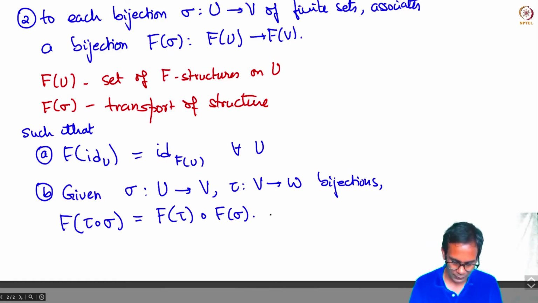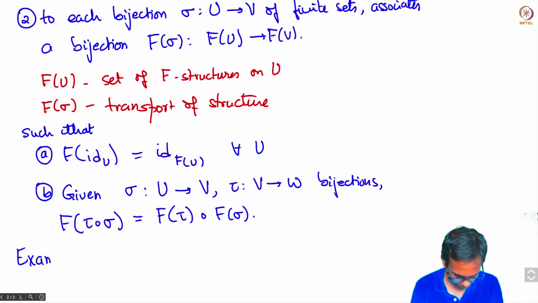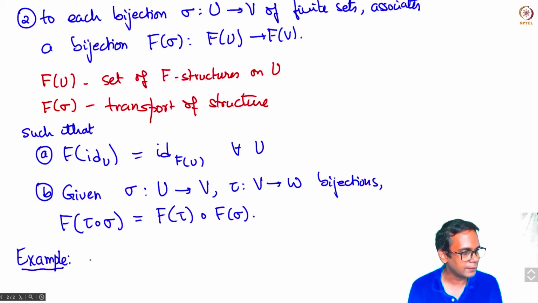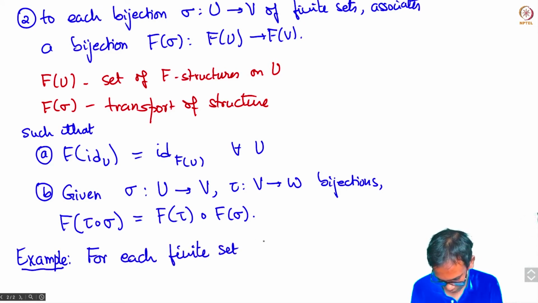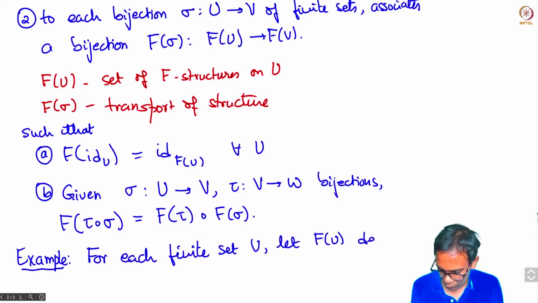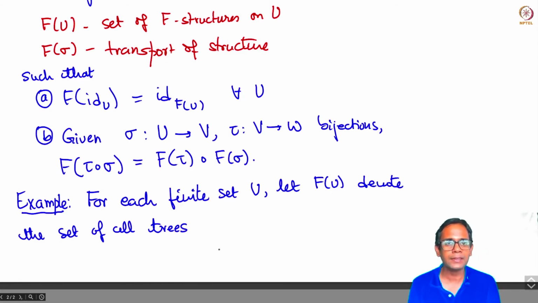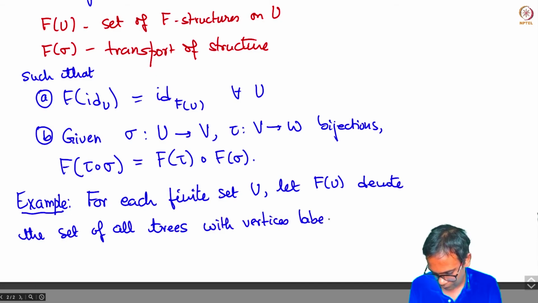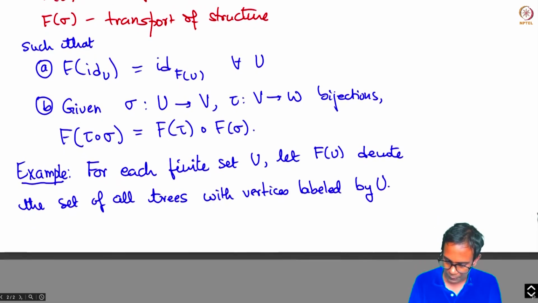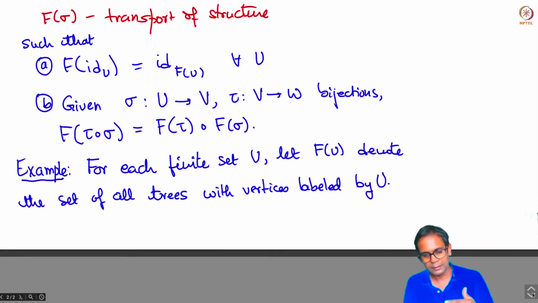Let me give you an example of a species. So this is a historically interesting example. For each finite set U, let F of U denote the set of all trees. So this is from graph theory. A tree is a graph which has no cycles. It's a connected graph with no cycles. So the set of all trees with vertices labeled by U. So the structure we are talking about is a tree structure. So F of U is the set of all tree structures on the set U.